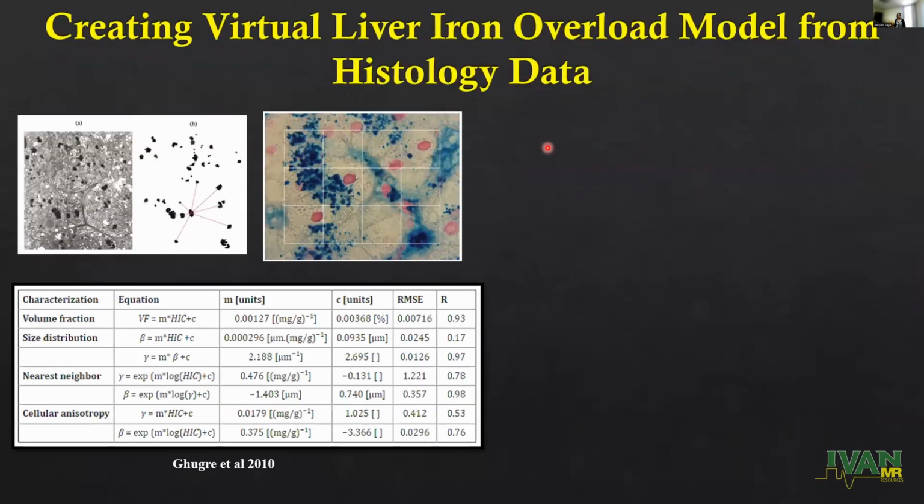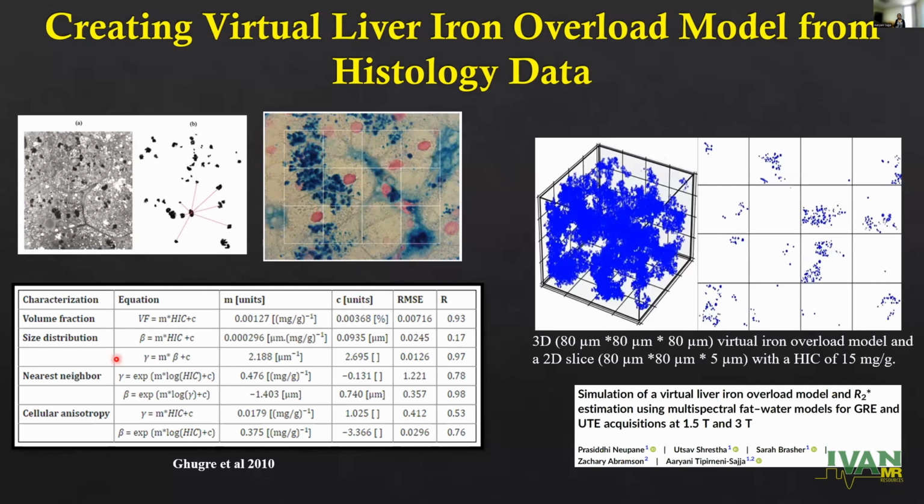So what we did, I'll briefly run over it. We took the histology. This is the work done by Gugre et al., which was very helpful. He quantified the morphology of the iron deposition, so the size and distribution of iron deposition. He did this on histology images, on microscopy, and then he estimated the size and distribution of these deposits. We used all these parameters or morphological characteristics to develop our own iron overload model. If you want to know more about this, you can go to the publication, but this is the model.